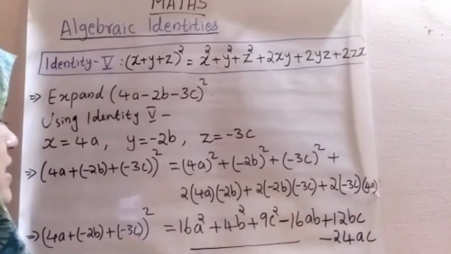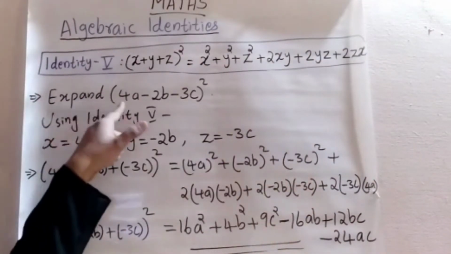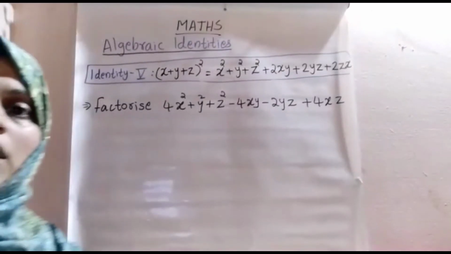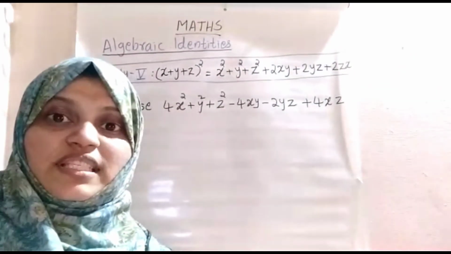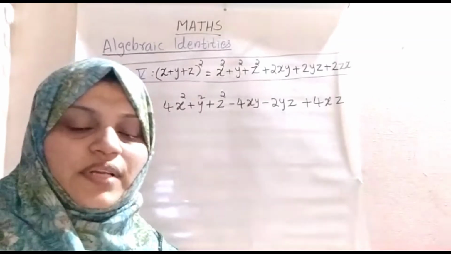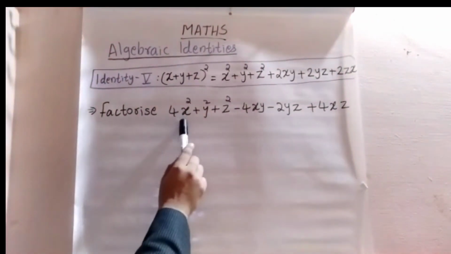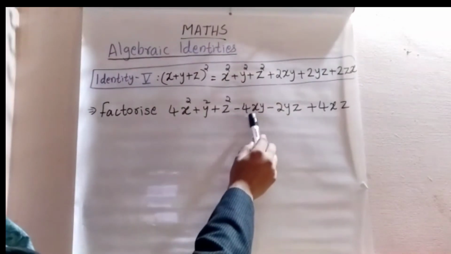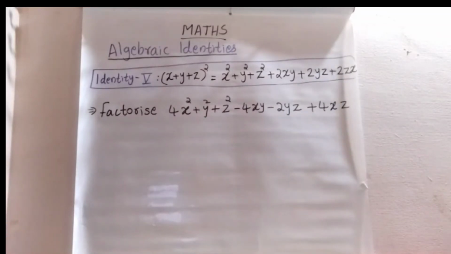So this is the expanded form of the question, 4a minus 2b minus 3c whole square. Clear? Okay, dear students, this is another type of question, a factorize type question. Let's discuss. Factorize 4x square plus y square plus z square minus 4xy minus 2yz plus 4xz.